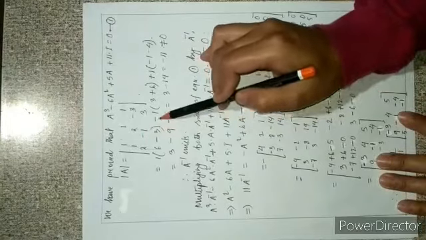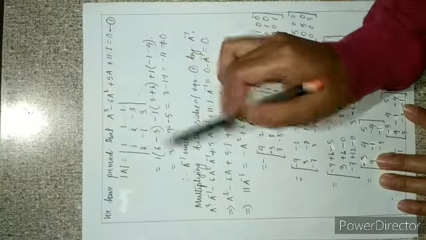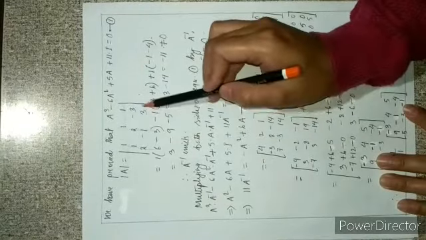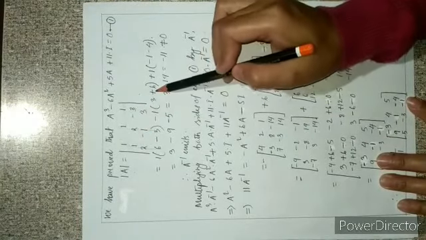The second element is minus 1. Find the determinant obtained by deleting the first row and second column. Elements are 1, minus 3, 2, and 3. Expanding, 1 into 3 is 3, minus 3 into 2 is equal to minus 6.